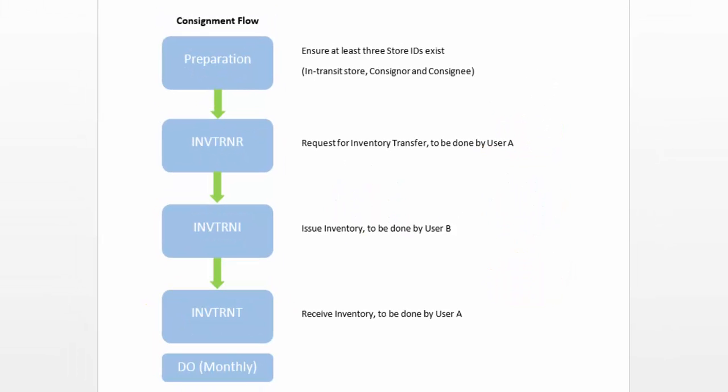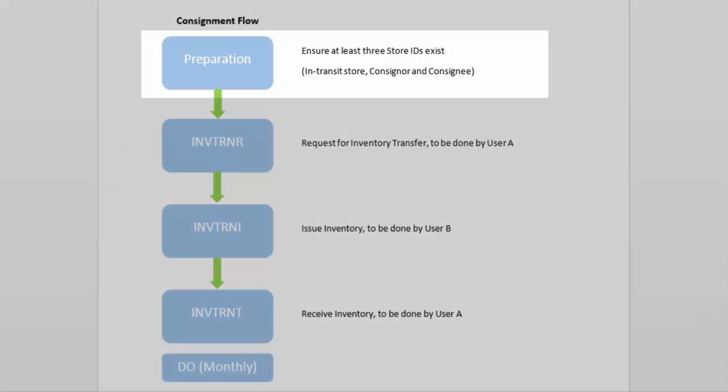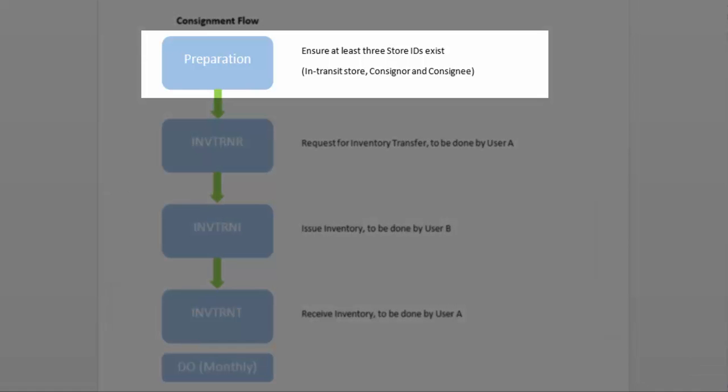Now let's take a look at the 4-step consignment flow. First, we always ensure that we have at least 3 store IDs. We cannot do consignment if we have less than 3. I'll go into details about this later, so don't worry about this.